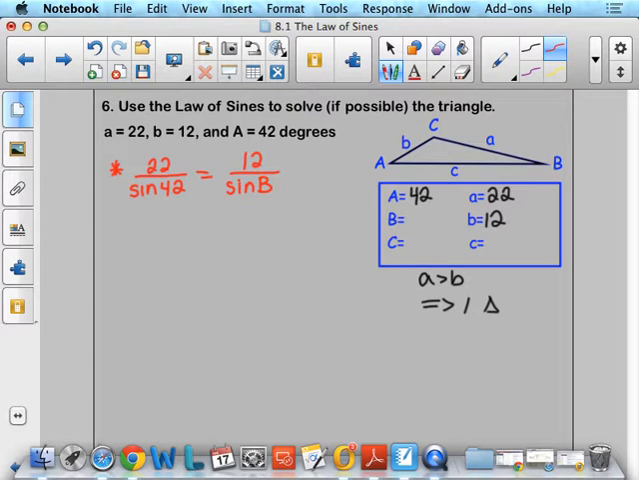Okay, go ahead and cross multiply. And remember, anytime you're solving for an angle, you have to use second in your calculator. So cross multiply, use the second button, and you should get that B is 21.4. Okay, now if we want to solve for angle C, we know the three angles should add up to 180.